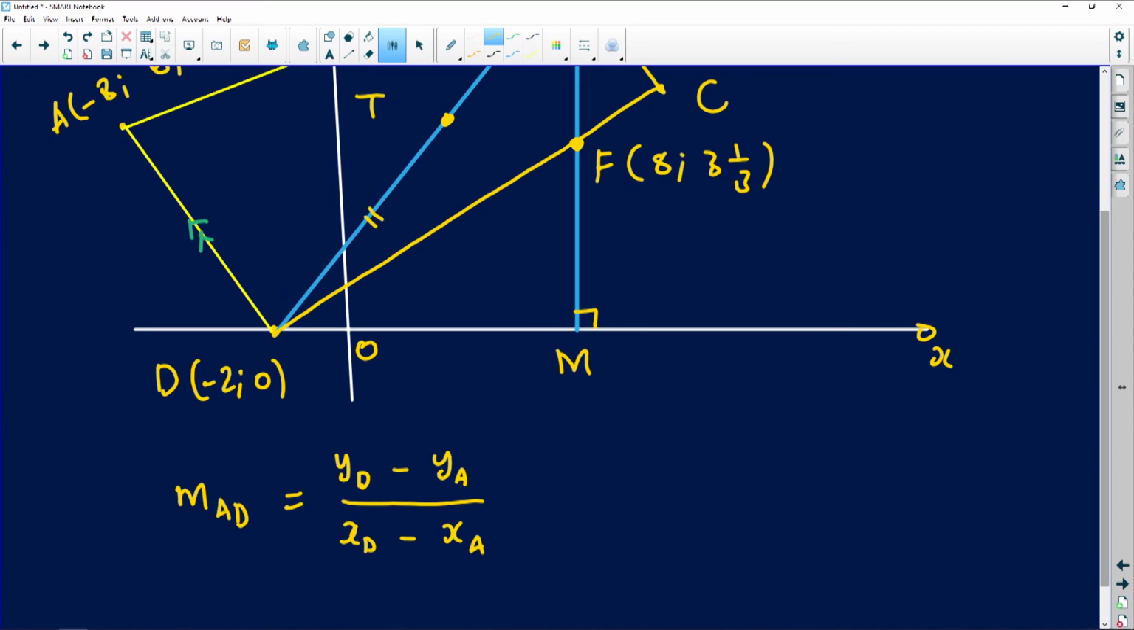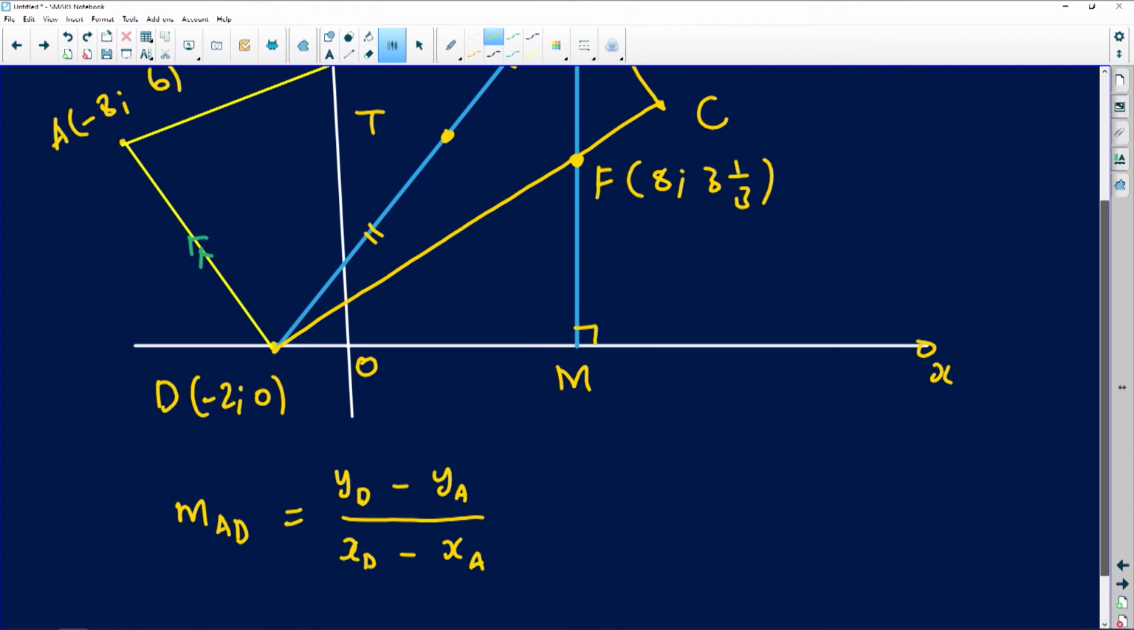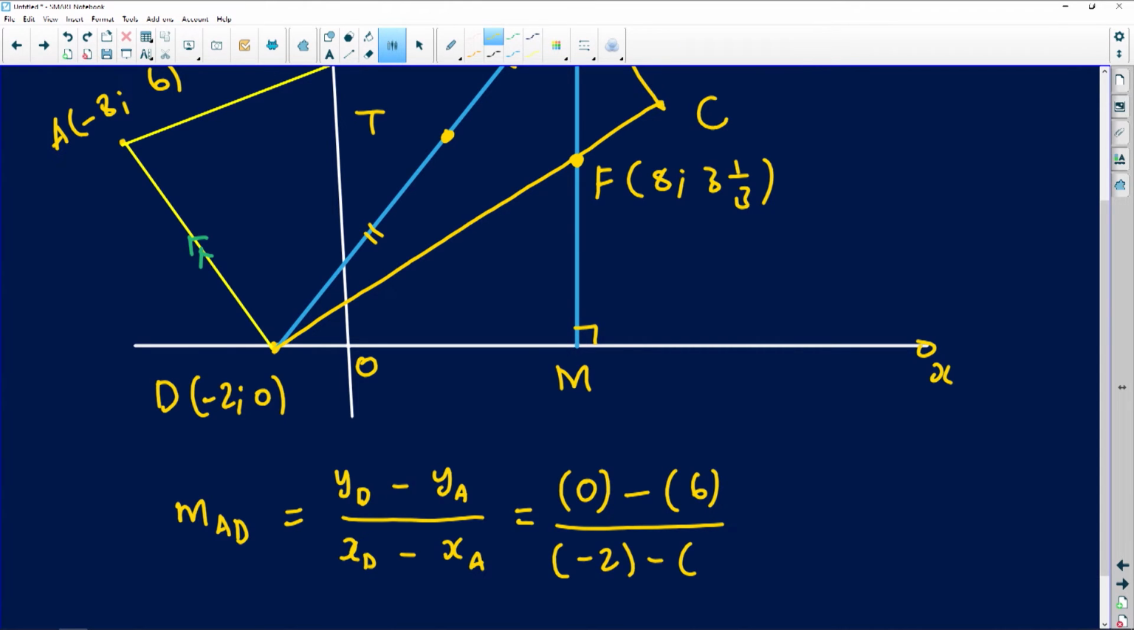So the usage of the subscripts that I'm using currently helps a lot because it's going to help us not to confuse these things. So what is the y value at point D? The y value at point D is 0. So I'm going to have 0 minus. What is the y value at point A? It is simply 6. Everything divided by the x value at D, which is -2, minus the x value at A, which is -8. Beautiful stuff right there.